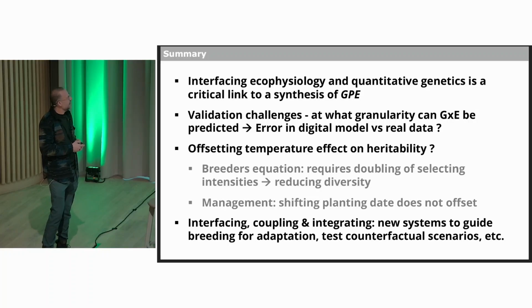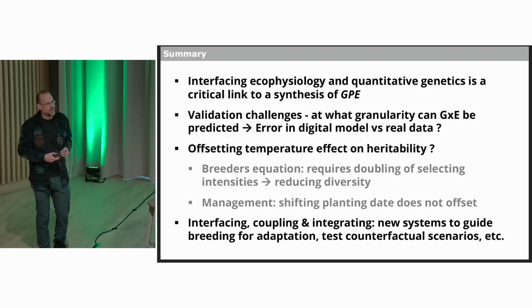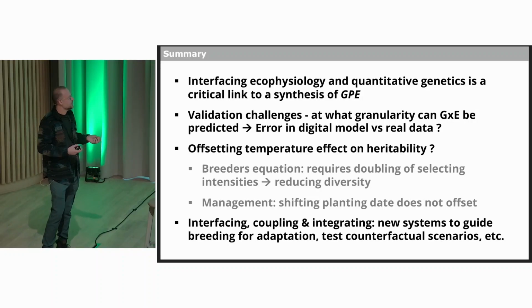What I didn't talk about is that we tried to look at whether this effect on heritability could be offset by other means. For instance, with the breeder's equation, we found that it requires almost a doubling of the selection intensity, which ultimately would just lead to a reduction in diversity overall. It may affect the longer-term response to selection. We expect that theoretically. And for management, we tried looking at shifting management dates by as much as a month, and it makes no difference. You can't overcome this particular temperature impact.